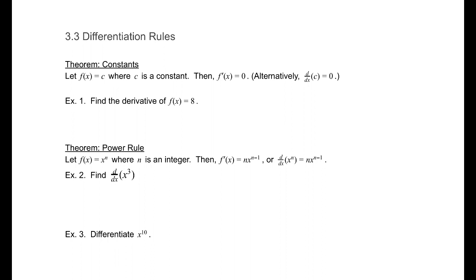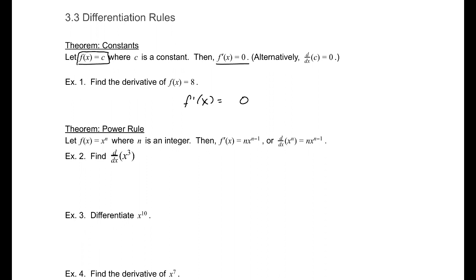So our first rule is constants. Let f of x equals c, where c is a constant. Then f prime of x is 0. Think of it this way: no x's, just constant horizontal lines. The slope is always 0. It is a horizontal line, and so therefore its slope is 0. So find the derivative of f of x equals 8. Well, the slope of that is f prime of x equals 0. And if you do apply the limit definition, you will get 0. We're not going to dwell on that one too much longer.